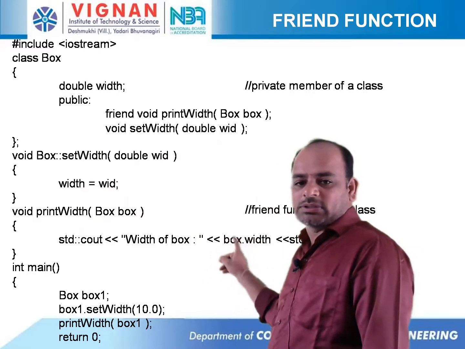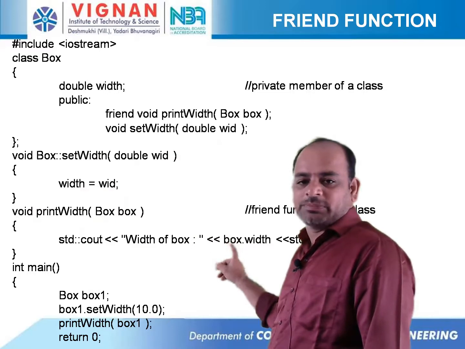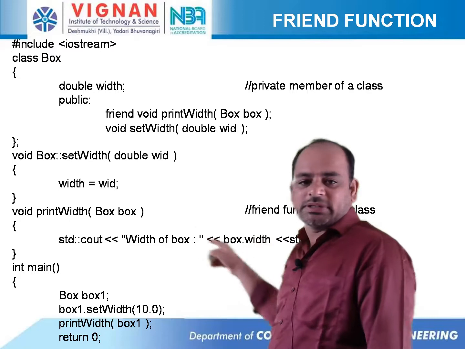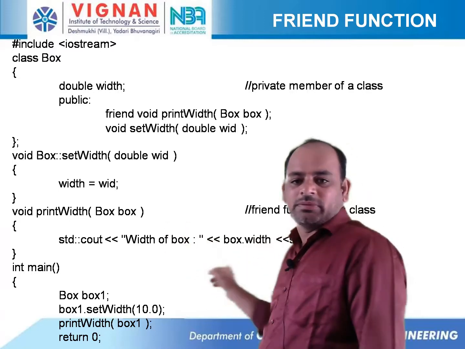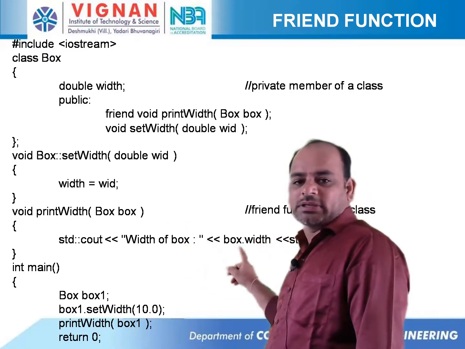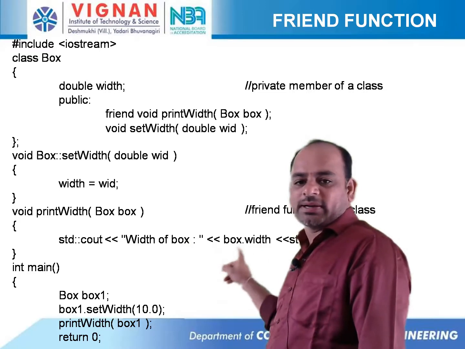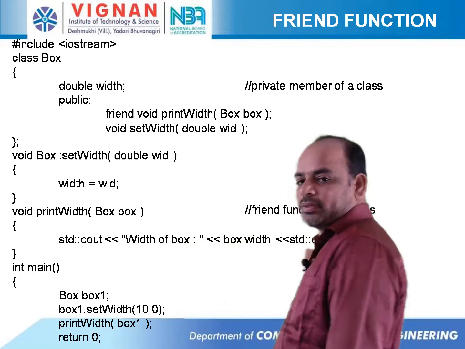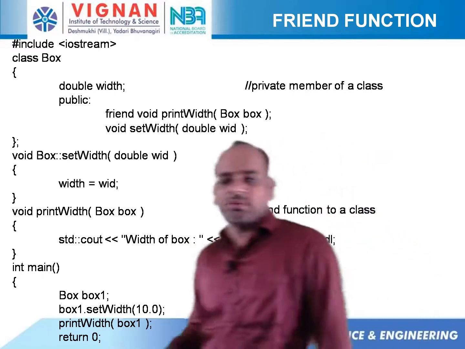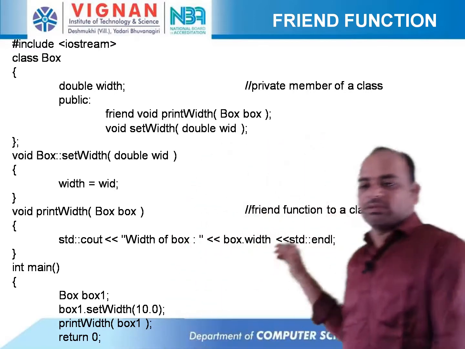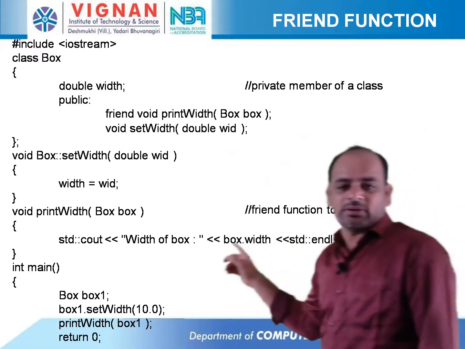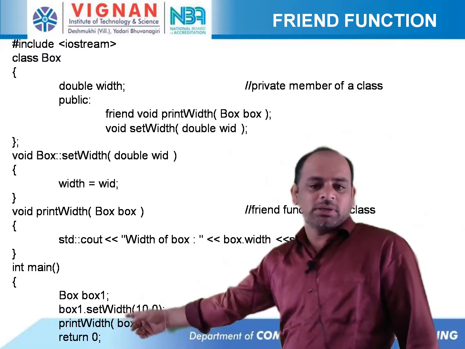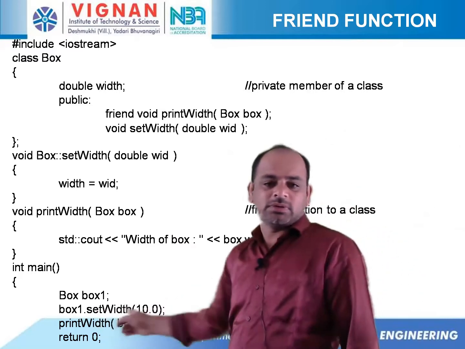See, box is the name of the object, and width is the data member. Because it is a friend function, we are directly accessing the data member from the outside environment, and simply we are displaying it here. We can directly display this here. Next, we have created a box object, and box one dot set width here.